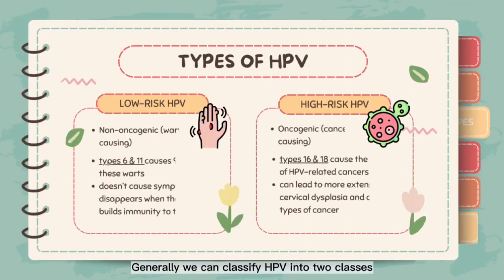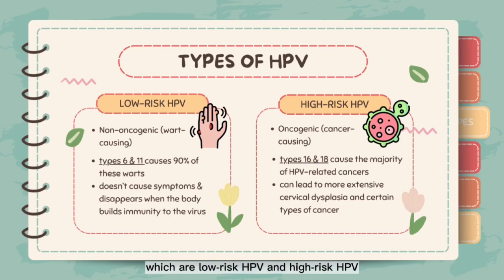Generally, we can classify HPV into two classes, which are low-risk HPV and high-risk HPV. The most prominent difference between these two is that low-risk HPV is non-oncogenic, which is the one causing warts, while high-risk HPV is oncogenic, which is the one causing cancer.